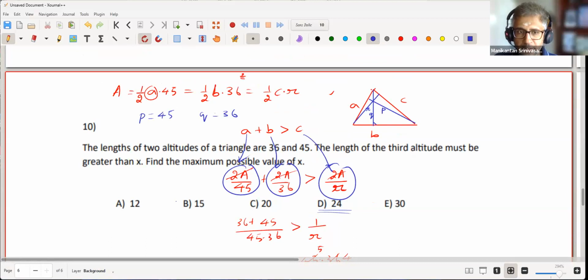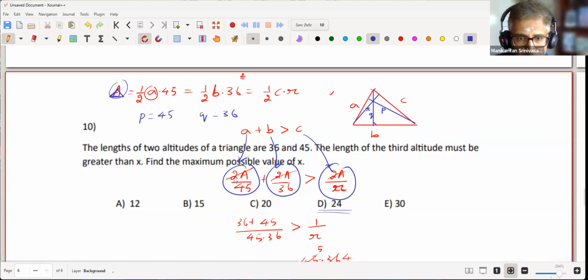Right, I understand. 2a is anyway constant, capital A being the area. Yeah, makes sense. Or maybe I should have called it delta instead. Delta is used for the area. Okay, all right.